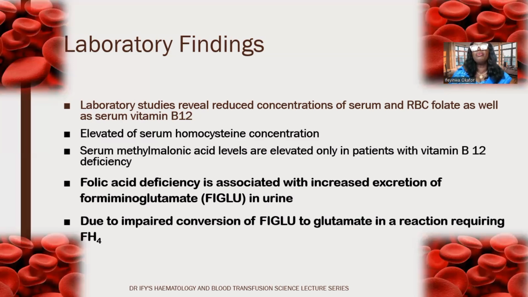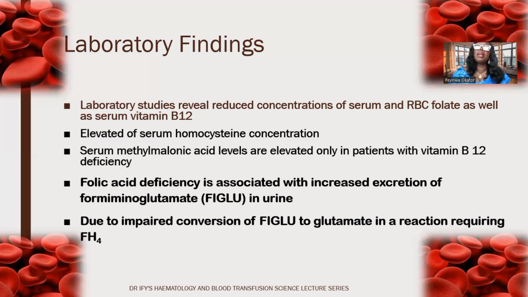So once vitamin B12 is not available, you have accumulation of methylmalonic acid in the system, which among other things causes demyelination of nerves and axons, leading to the neurologic symptoms that are normally observed in B12 deficiencies. Methylmalonic acid assay can also be used in diagnosis of vitamin B12 deficiency.